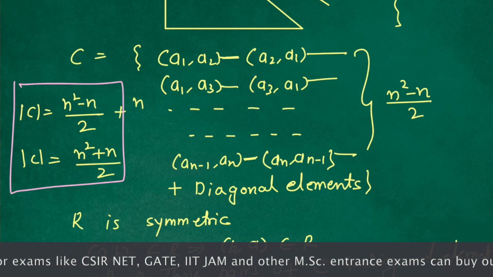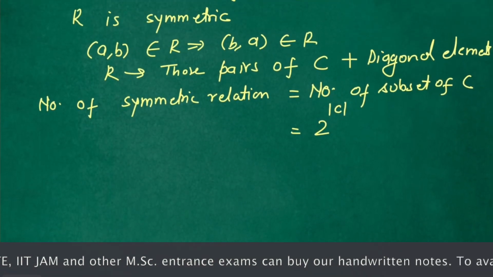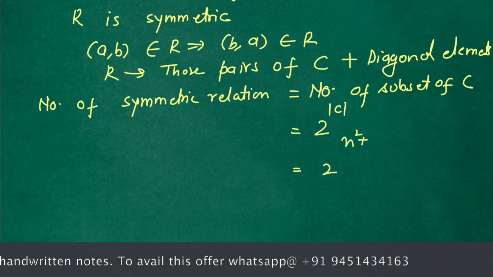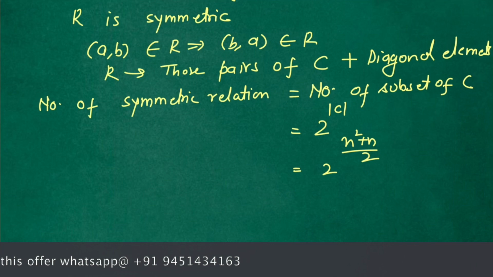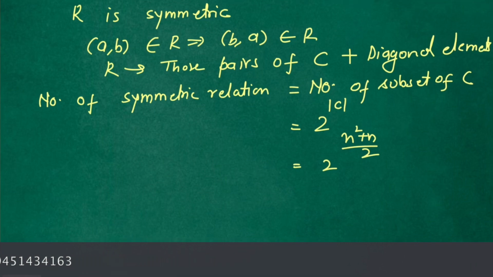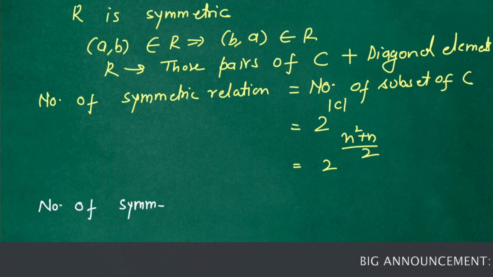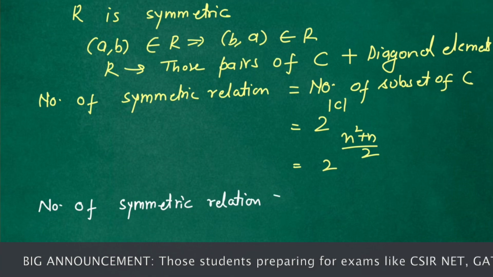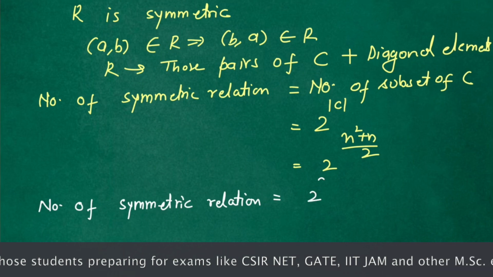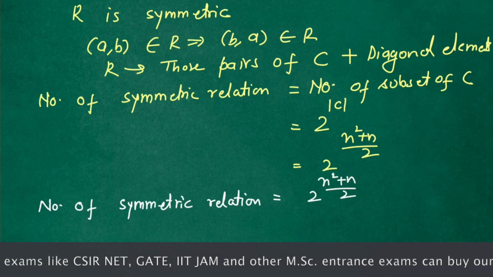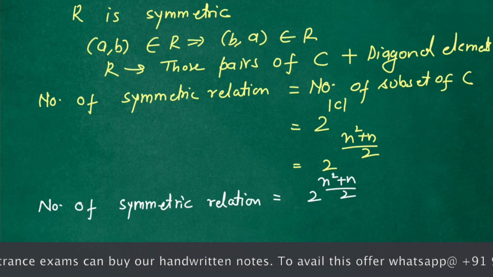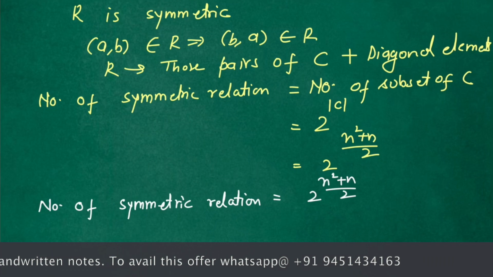So the number of symmetric relations will be 2 raised to the power cardinality of C, and cardinality of C is n square plus n over 2. So this is the formula for the number of symmetric relations. Now let me write the formula again. The number of symmetric relations is equal to 2 raised to the power n square plus n over 2. Now as far as I know, there is no such rule for the number of transitive relations, so I am not giving you any formula for that.